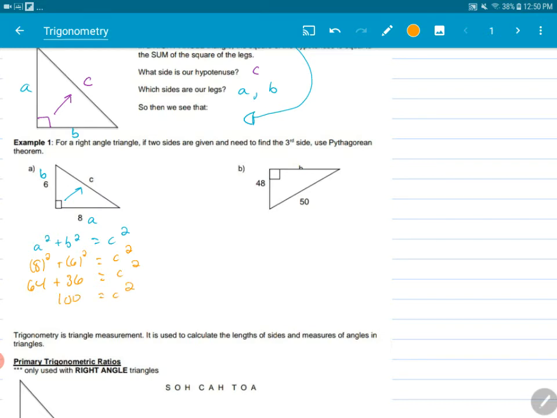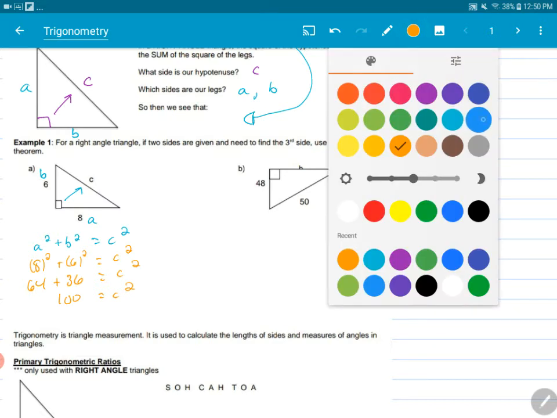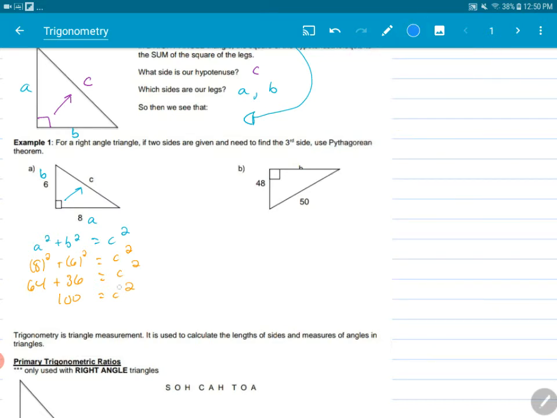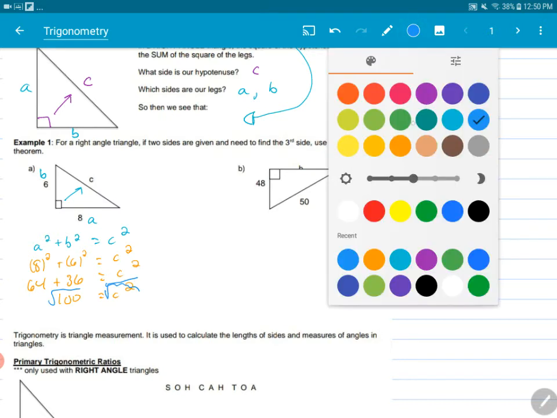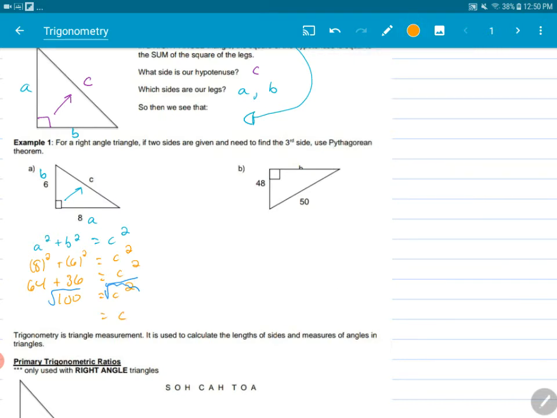And our last step is, well, we don't want C squared. We want the value of just C. So you need to do the opposite operation to get C by itself. The opposite of squaring, hopefully you remember, is square rooting. It looks like this, so that they can cancel out. So we square root on both sides to keep it balanced. And in the end, you should have C is equal to 10.